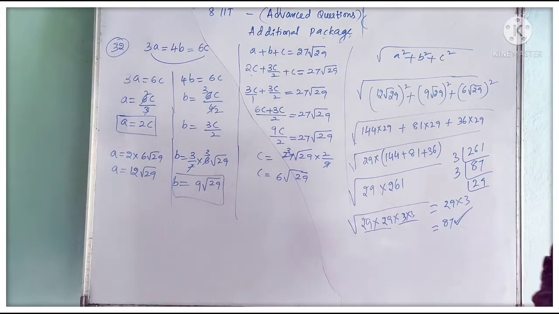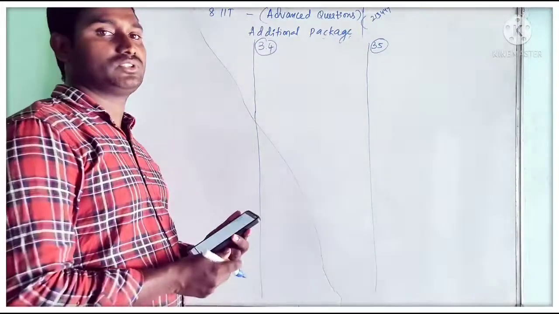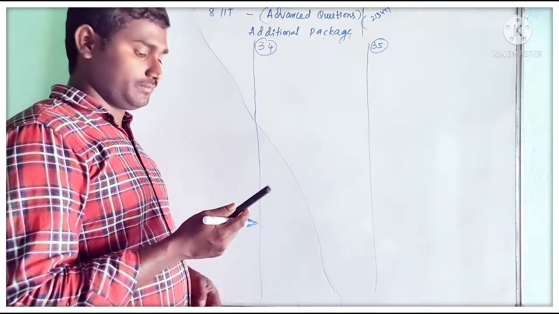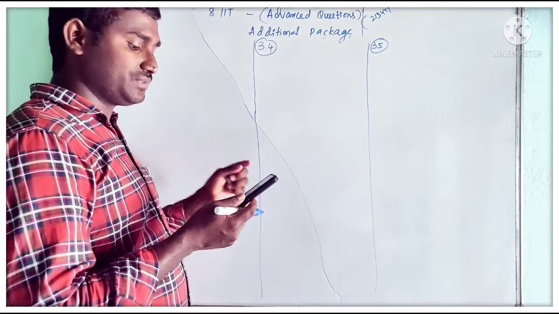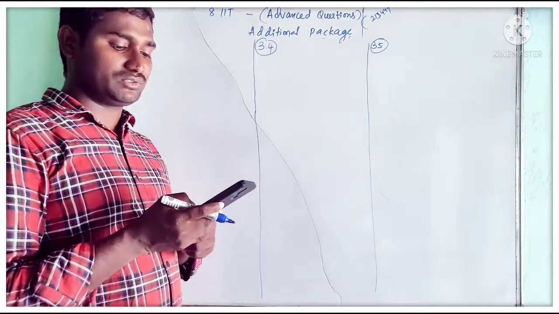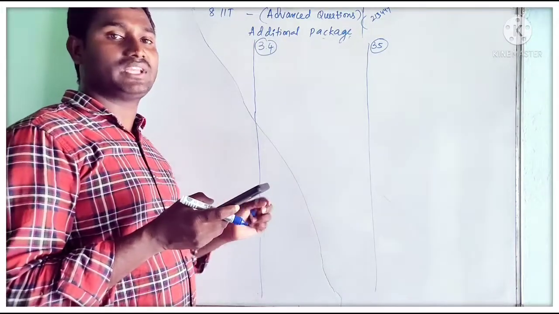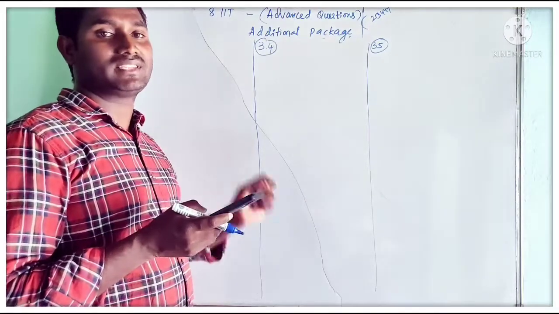Yes, like this. Now I am going to discuss with you question number 33. Find the least perfect square number which is divisible by each of 21, 36, 66.